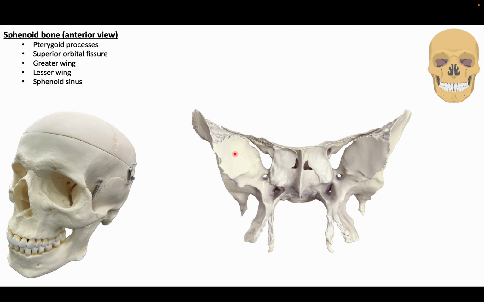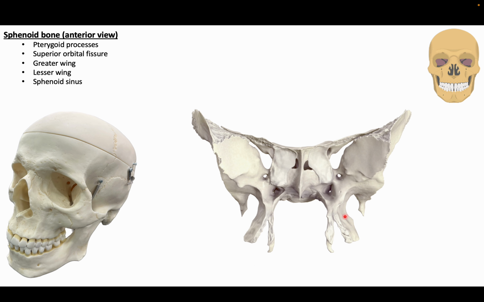We are also going to examine that within the greater wings, there are more tiny holes that are there to allow for the passageways of vessels and nerves. Then we also have this lesser wing, as mentioned before, and this is going to serve as a site where the optic nerve and artery go in and out. So this is going to be heavily involved in the ability to see.